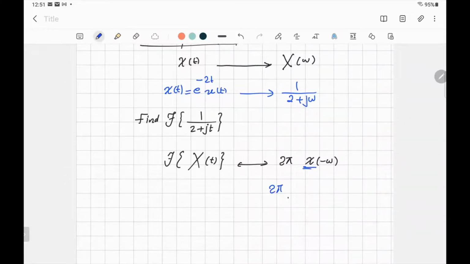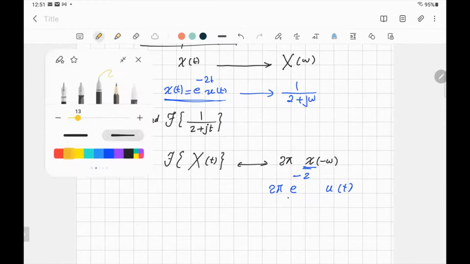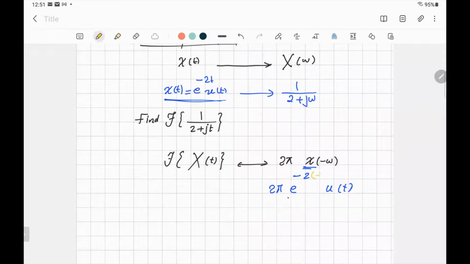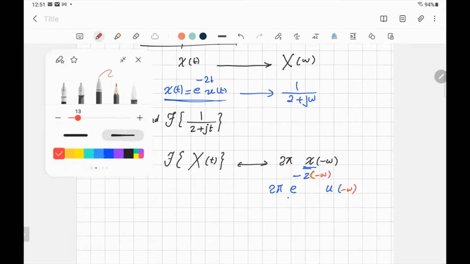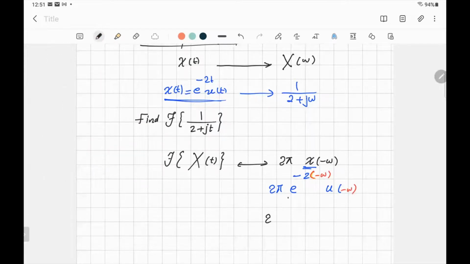What's x small? It means x function of time. This is my x function of time. So I have e to the power of minus 2t, written like that. Then you replace every t by minus omega. So I will replace this t by minus omega, and I replace the other t by minus omega. So the final answer would be 2 pi e to the power of 2 omega u of minus omega.